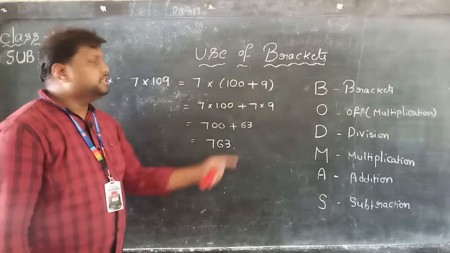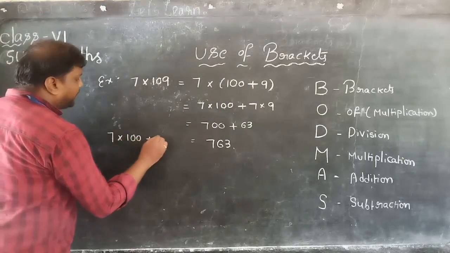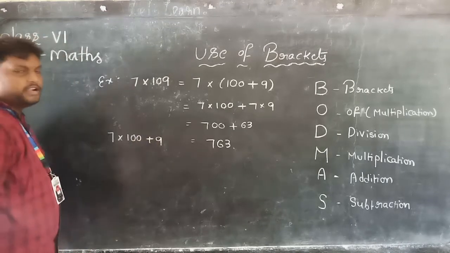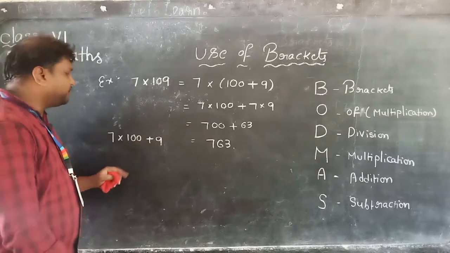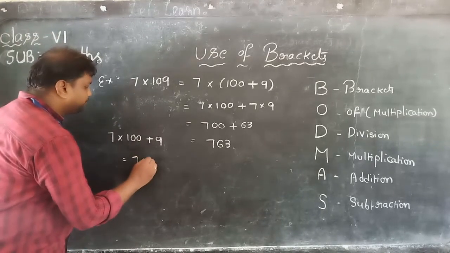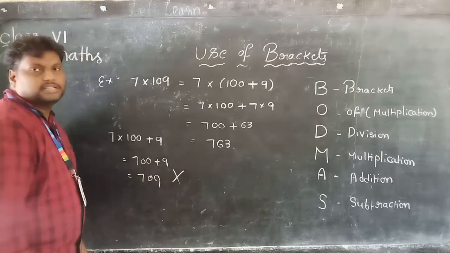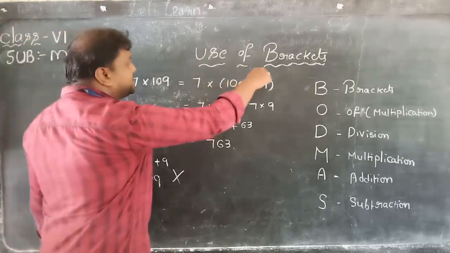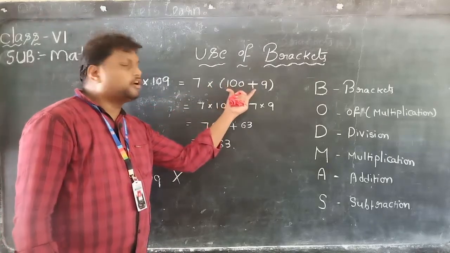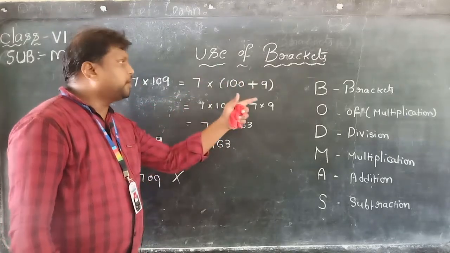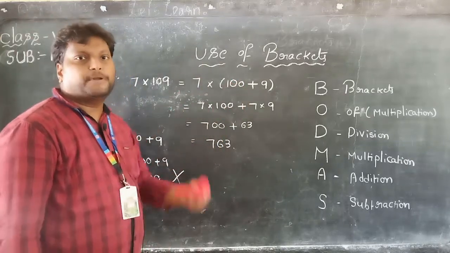Why for 109 are we using 100 plus 9? If we write 7 into 100 plus 9 without brackets, then 7 into 100 is 700, plus 9 is 709. This is the wrong answer. That's why we must use brackets. When you use brackets, you have to do that particular operation first, and after that we can use the remaining operations. Okay.